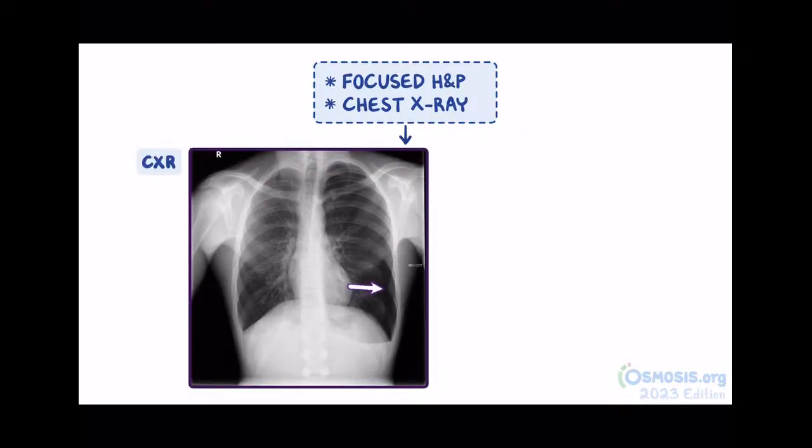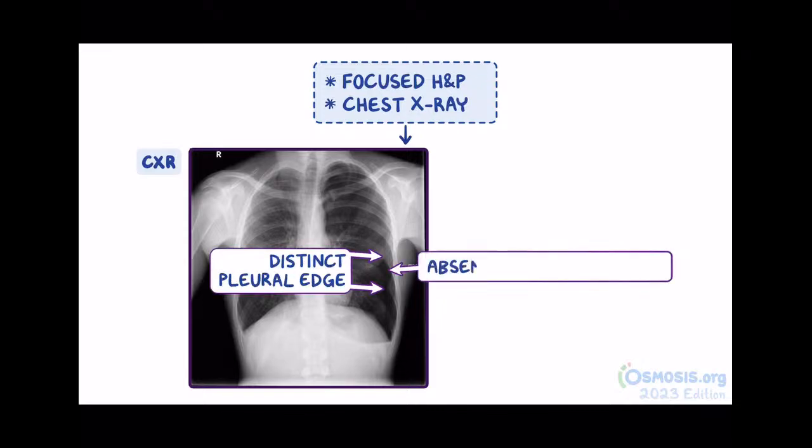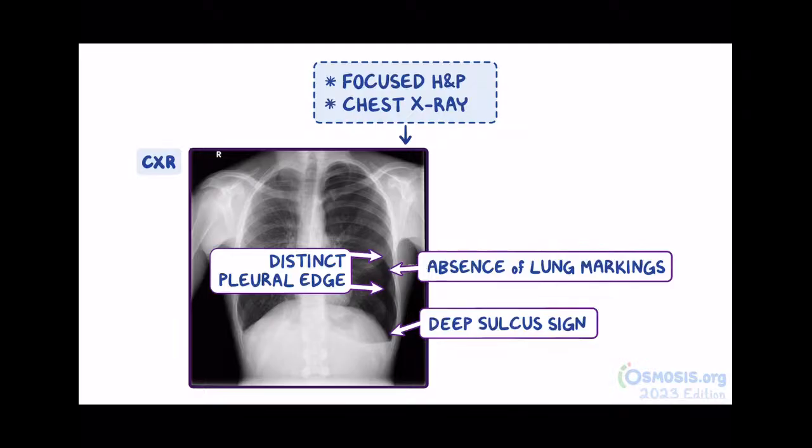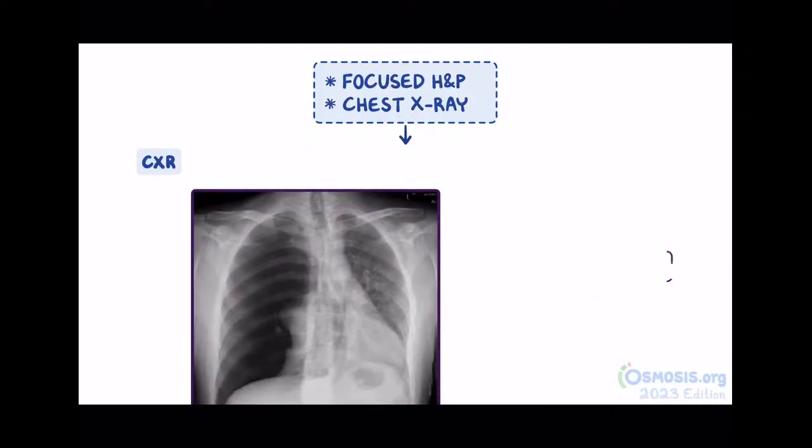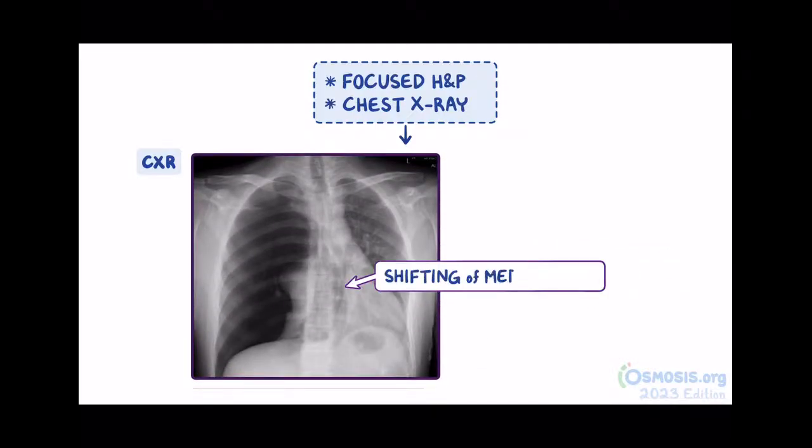However, if you were to perform a chest x-ray, it would show a distinct visceral pleural edge with an absence of lung markings distally, often with a depressed hemidiaphragm ipsilateral to the collapsed lung, known as a deep sulcus sign. In severe cases, you'd see shifting of the mediastinum contralateral to the collapsed lung.